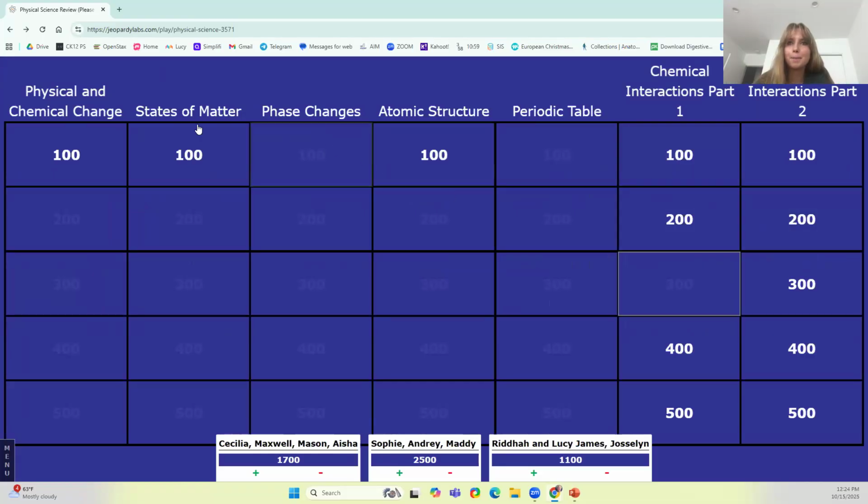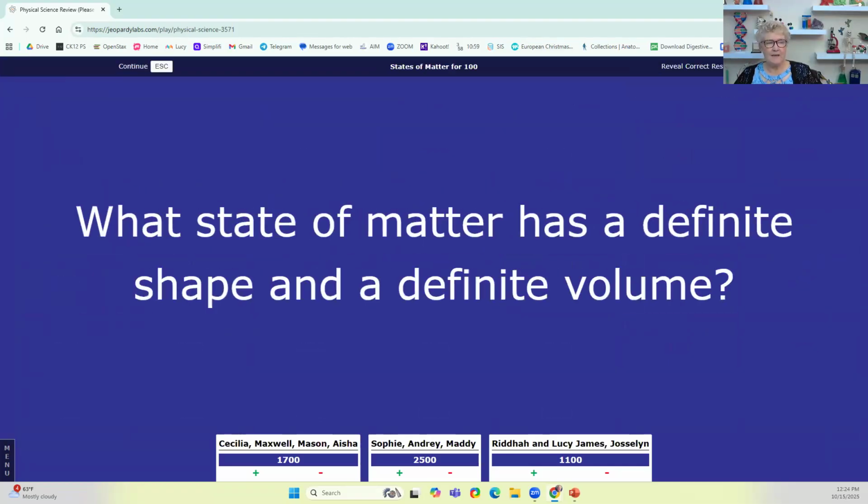States of matter for 100. What state of matter has a definite shape and a definite volume? Rita and Jocelyn can help. Which state of matter has a definite shape and a definite volume? Jocelyn. Maybe gas? What do you guys think? Lucy James, you're shaking your head. I think it's solid. All right, we got a gas and we got a solid.